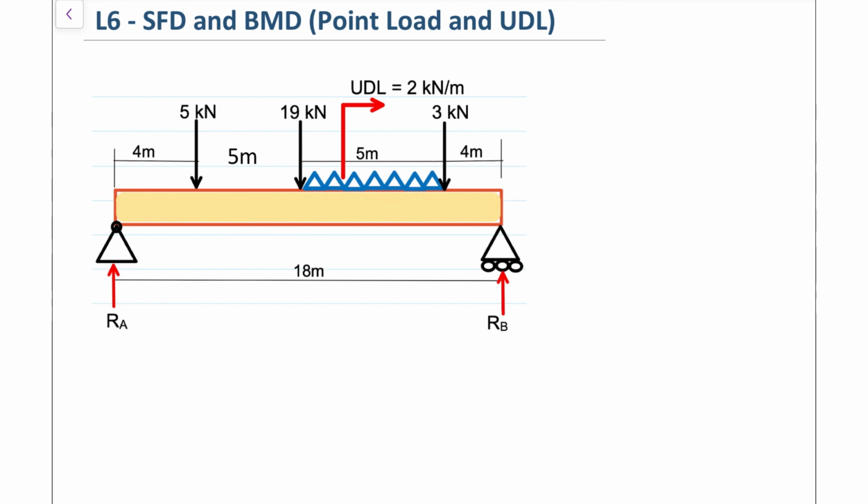So I'll give you the reactions from the calculations that we did previously. At RA that was 17.67 kilonewtons. And for RB, our reaction was 19.33 kilonewtons. Now, what we are required to do is draw our shear force diagram.